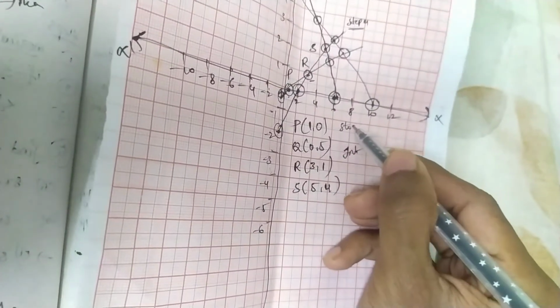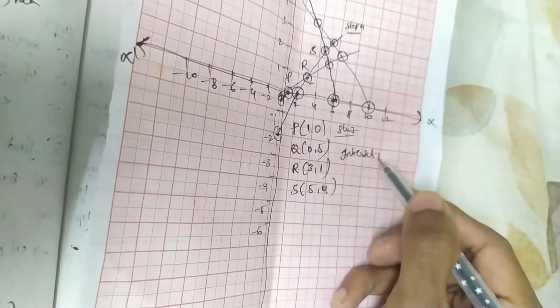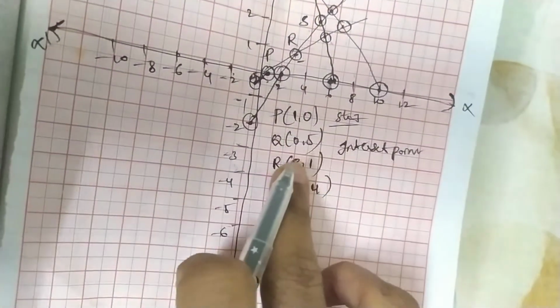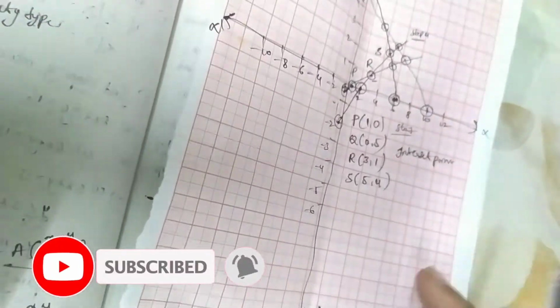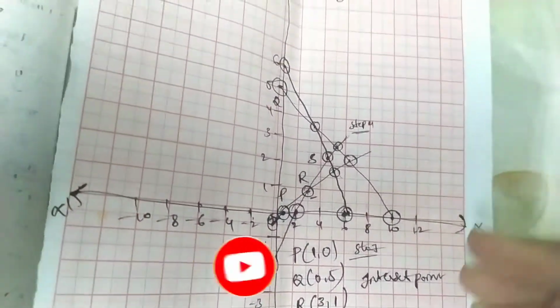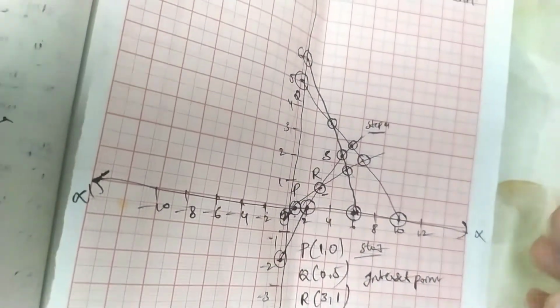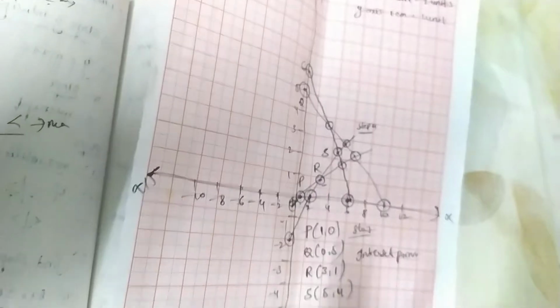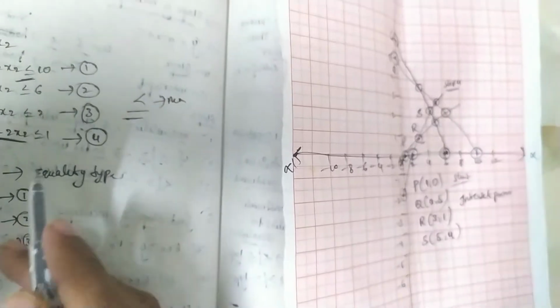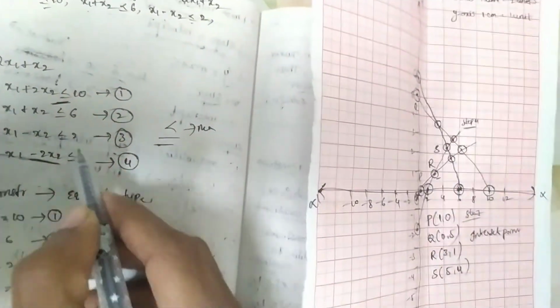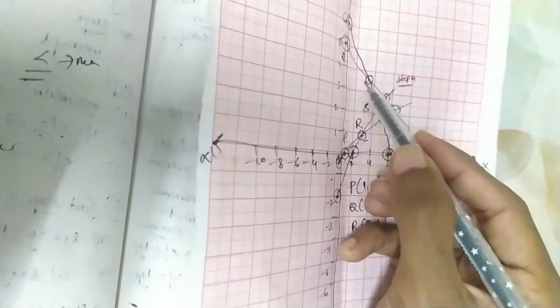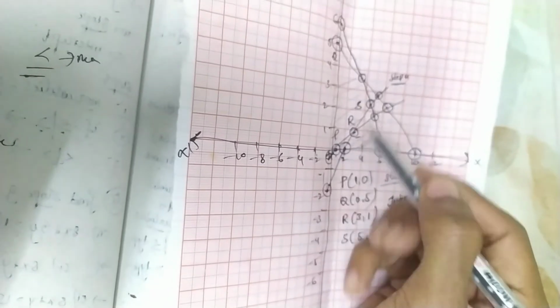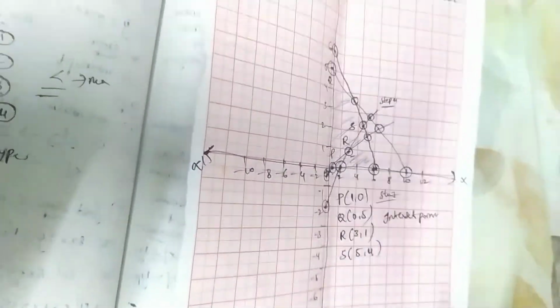This is step 7. These are the intersect points: P of 1 comma 0, Q of 0 comma 5, R of 3 comma 1 and S of 5 comma 4. So many intersect points are there, and we cannot take all the points. To solve our problem, we take the help of the constraint condition. Here the constraint is less than type, so we take the nearer point. If the constraint is greater than type, we take the farther points. So our problem is within this only, and within this we have our answer.